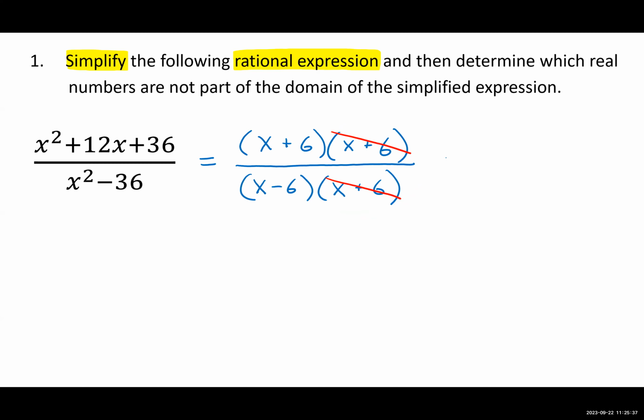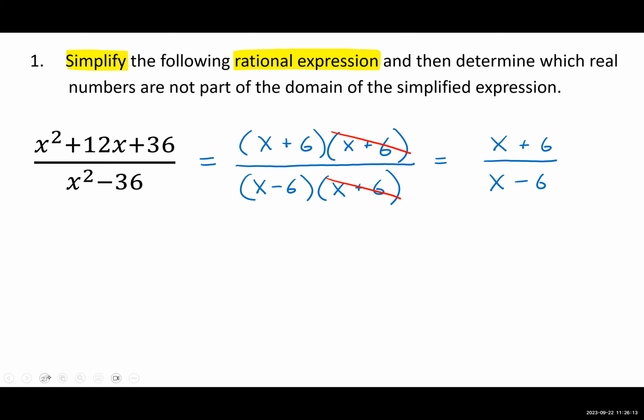And we are left with an x plus 6 on the top and an x minus 6 on the bottom. You can't cancel anything here. You can only cancel when you have factors, multiplication. Nothing is being multiplied on top, nothing's being multiplied on the bottom. We have addition on top, x plus 6, so you have 2 separate terms. You could only cancel these factors when you have 1 term on top, 1 term on the bottom.